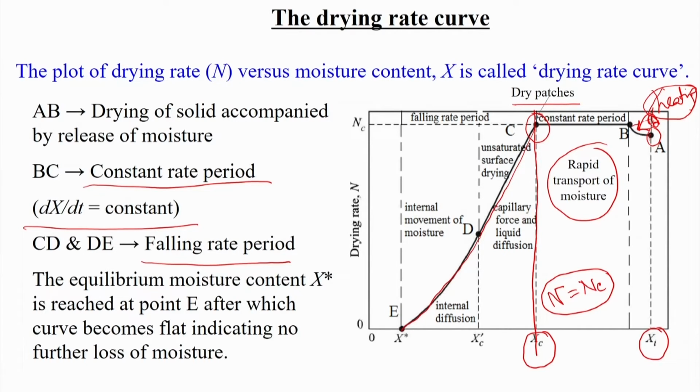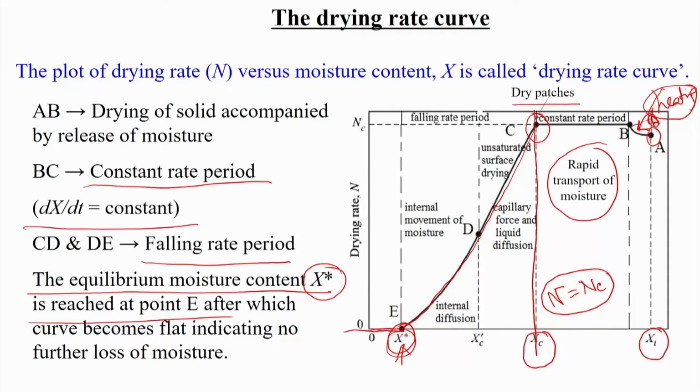So, the equilibrium moisture content, this X star, is reached at point E. Whenever any wet solid reaches X star, the equilibrium moisture content, the drying process stops, and the drying rate becomes 0. After that, X star will remain constant and will not change.